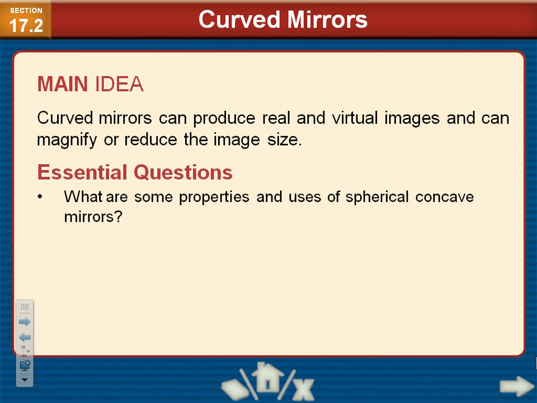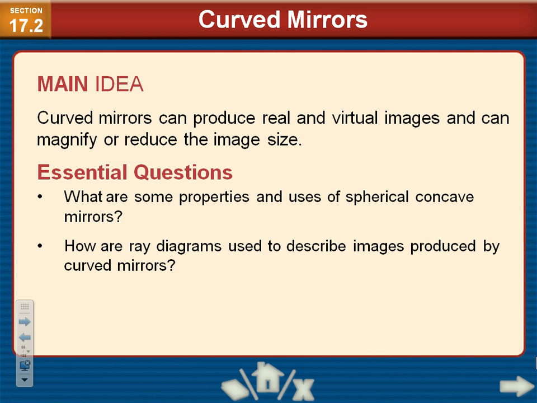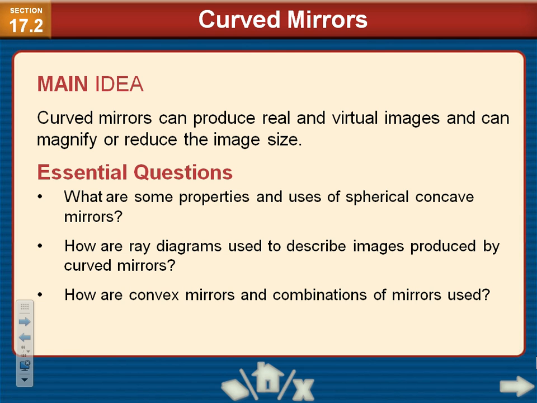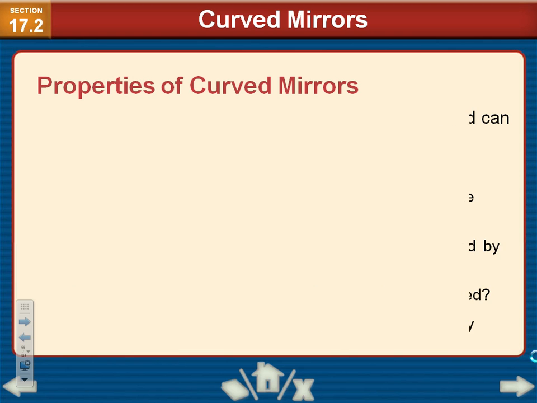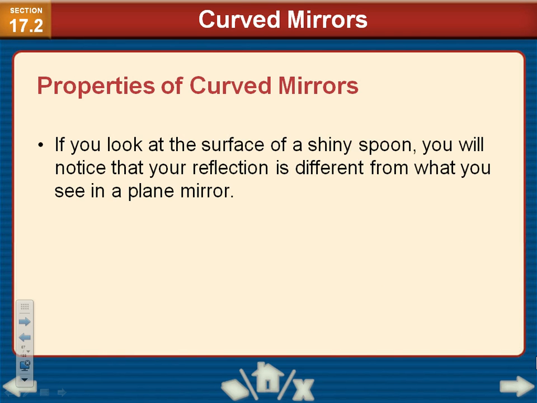But we could also create real or virtual images, and we're going to distinguish between what's a real image and what's a virtual image, as well as what the object is. So we're going to look at spherical concave mirrors and do some ray diagrams, and then we're going to look at convex mirrors, and then some calculations and how to do a little bit of math with this stuff.